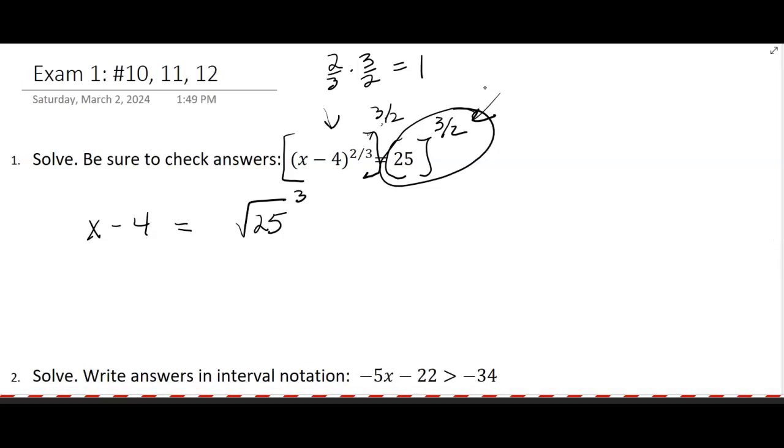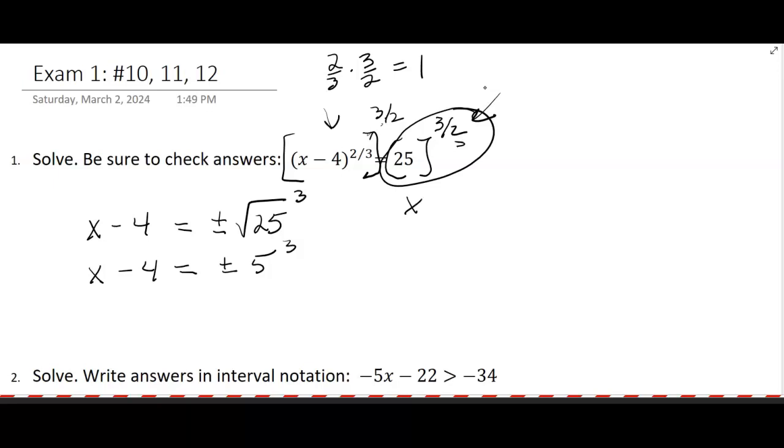Now, here's the thing with this problem, and we didn't talk about this a lot before the test. Because that is an even root, you have to do the plus or minus. Now, I didn't take off if you didn't do that because I realized we really hadn't talked about that much. So that gives us x minus 4 equals plus or minus 5 cubed, because the square root of 25 is 5. Okay, so we're going to get two answers.